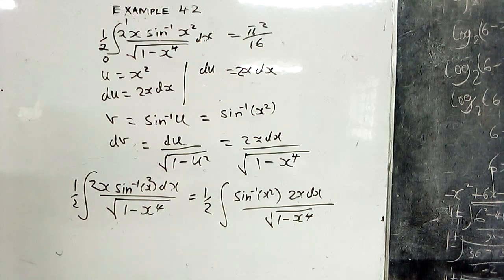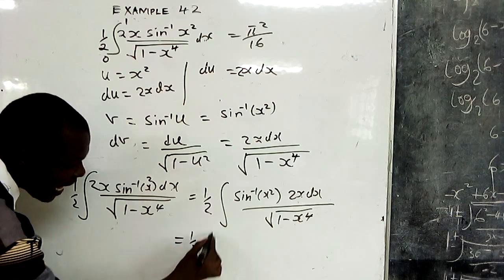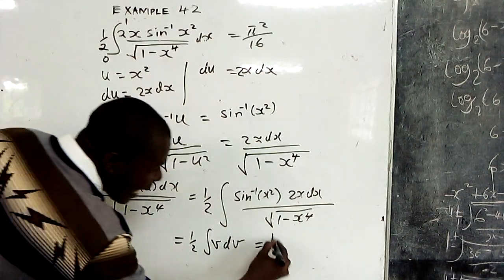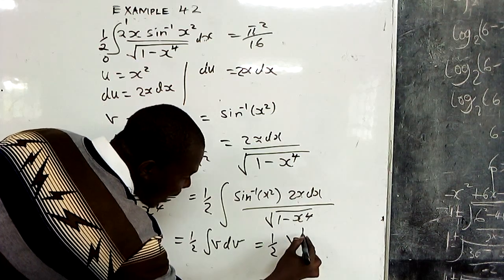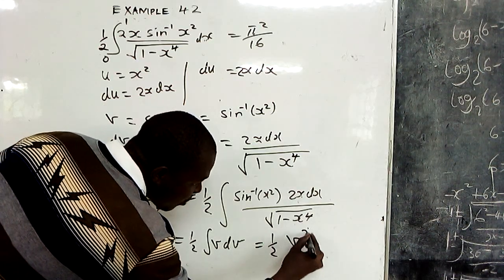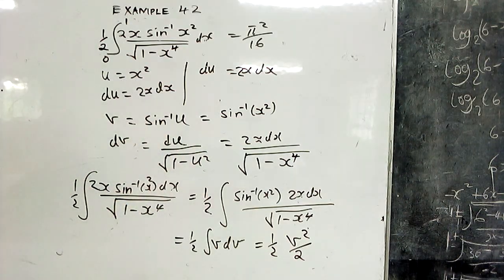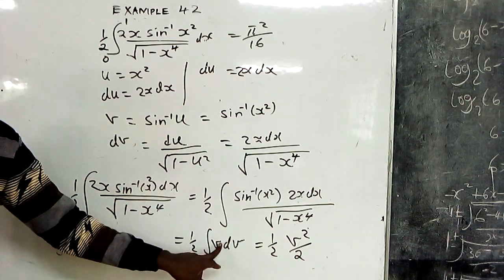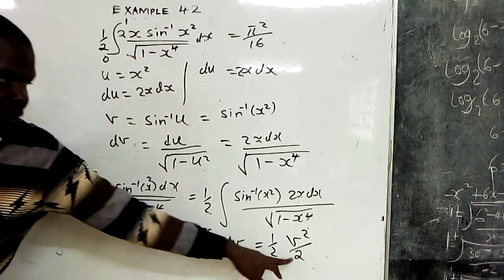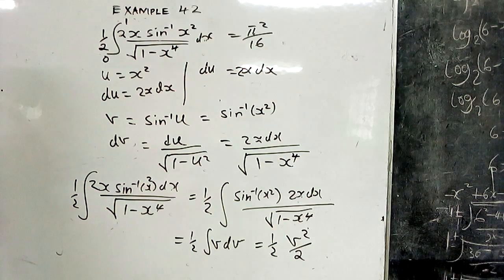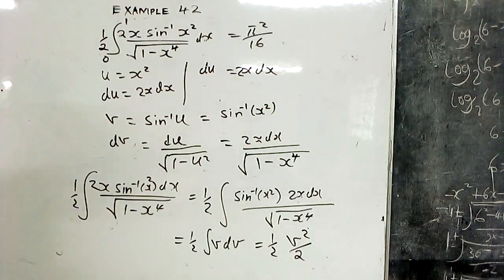Have you seen that? We have v dv, meaning we are integrating a half of v dv. If you integrate v, you get v raised to power 2 over 2. See, this is a polynomial. So you simply add 1 to the power and you divide with the resultant power. Isn't it? Yes, so you get a half v squared over 2.